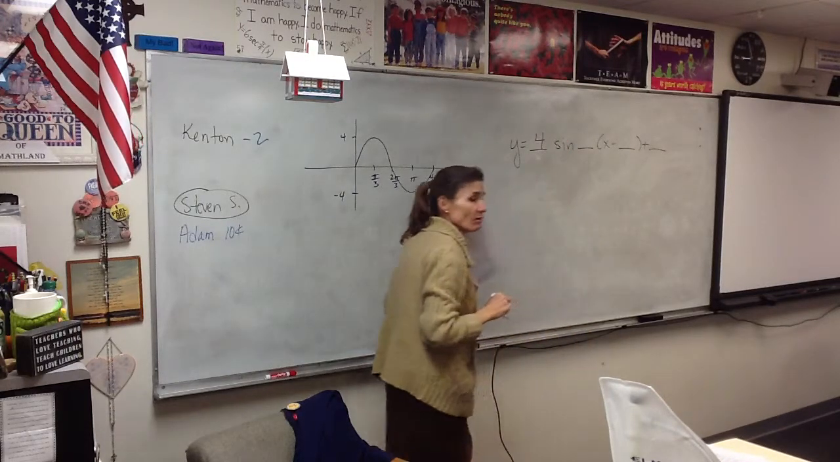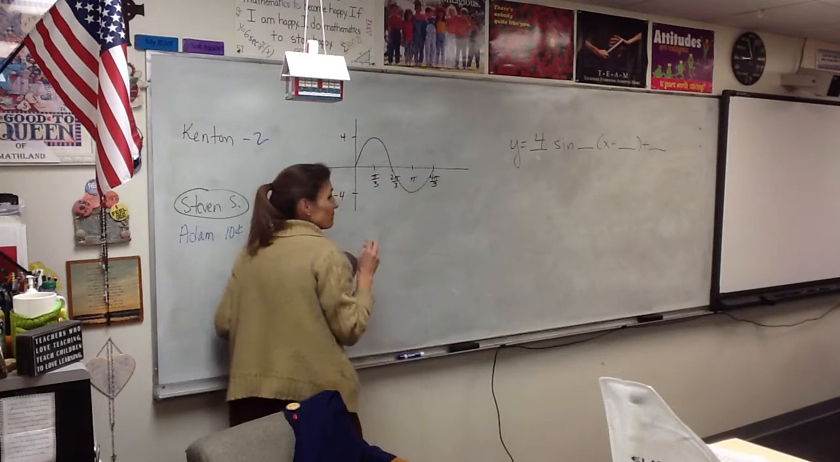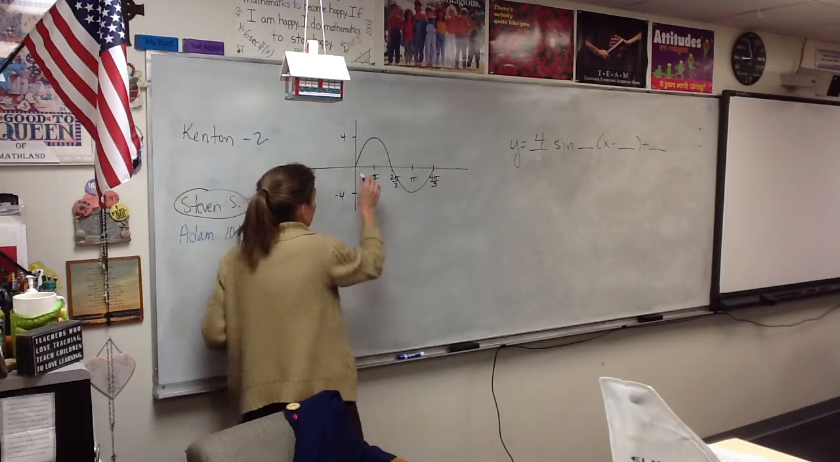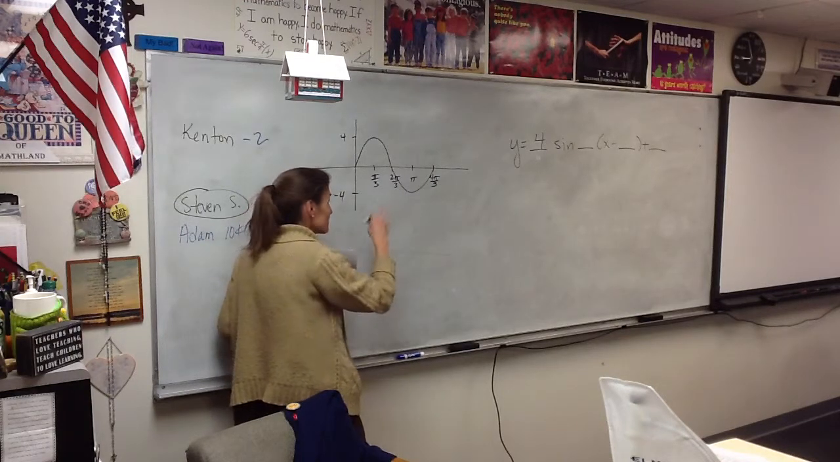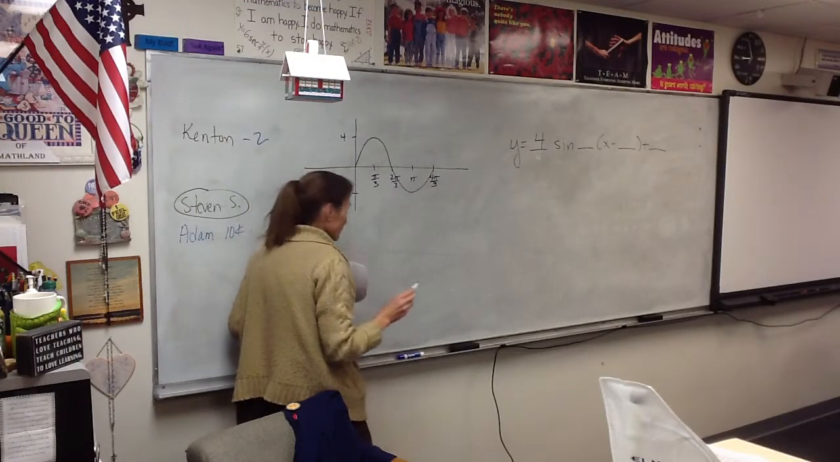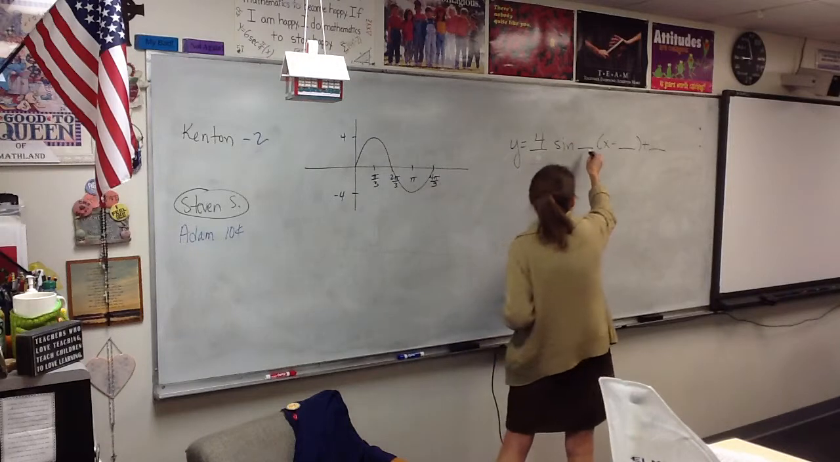Now, once in a while, that could be negative. When would that 4 need to be negative? If the picture had been upside down, right? Then the 4 would be negative. But it's the right side up, so it's a positive 4. Okay, what does this number have to do with?